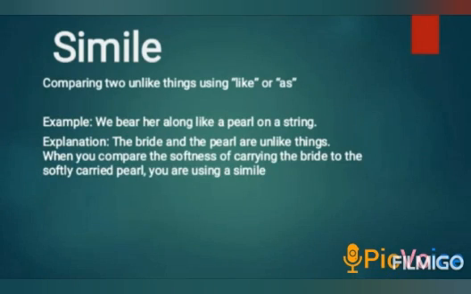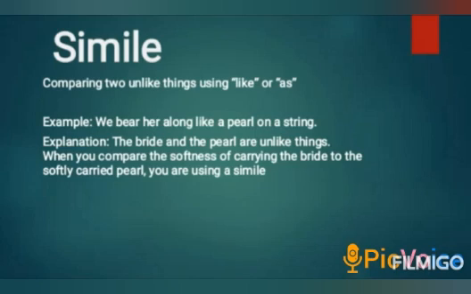Now see the definition of simile, students. Simile is comparing two unlike things using like or as. As we have discussed in the examples, simile is a comparison of one thing with another and we use like and as here. See another example as well. We bear her along like a pearl on a string.